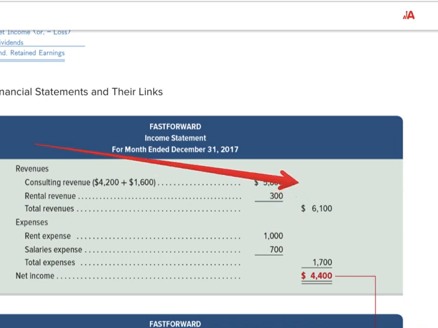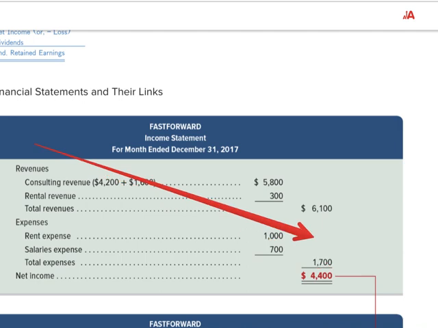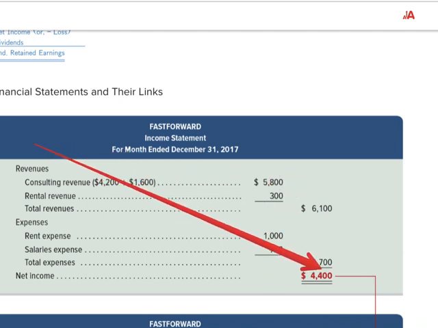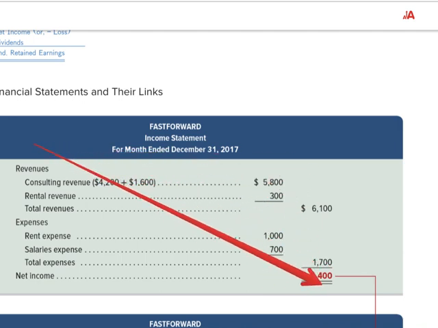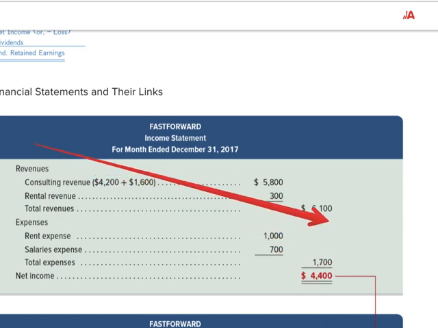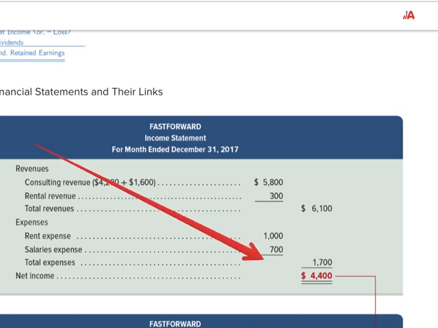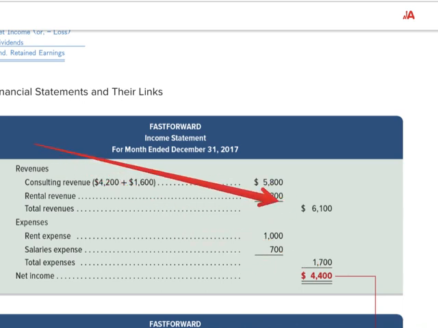Now, the book in this example is showing two different columns, one for the detail and one for the subtotals. I'm not super picky about that. You could put the subtotals right underneath. I have no problem with that, but this is just how the book is showing it to you. So this tells us the total revenues, everything they earned, all the services they provided during the month of December. And then here they have expenses.